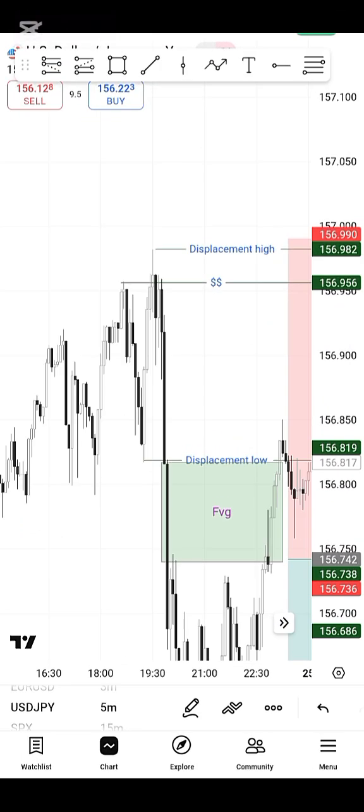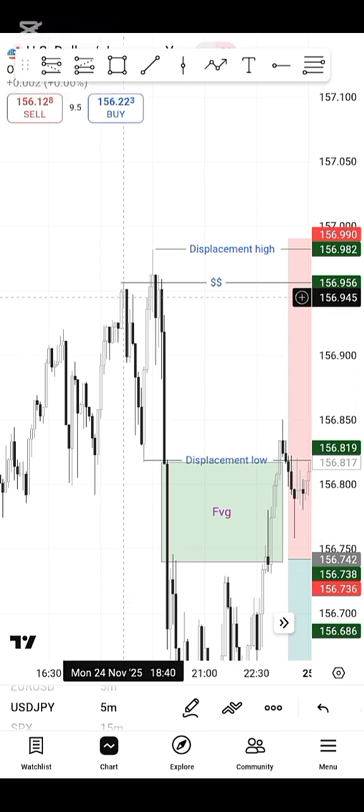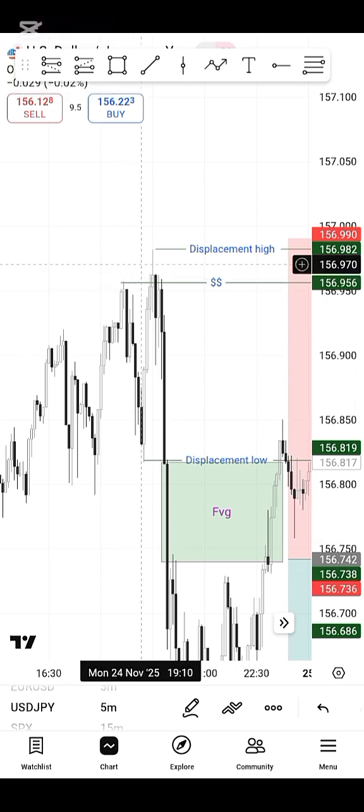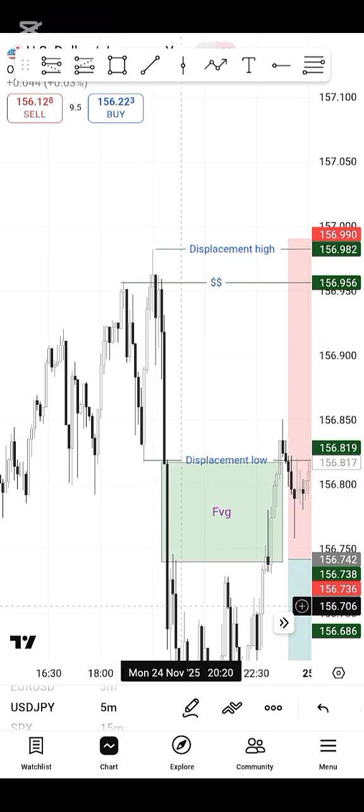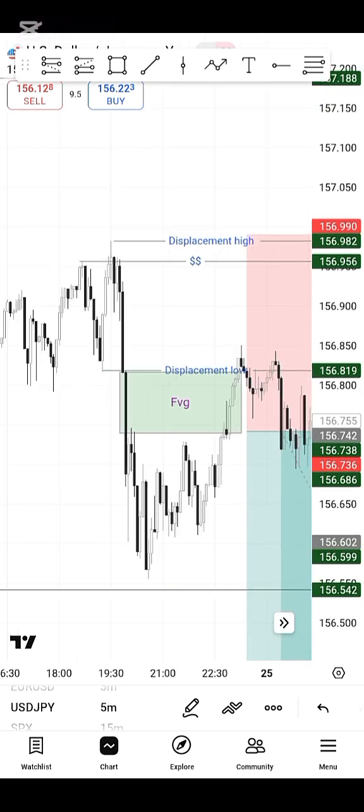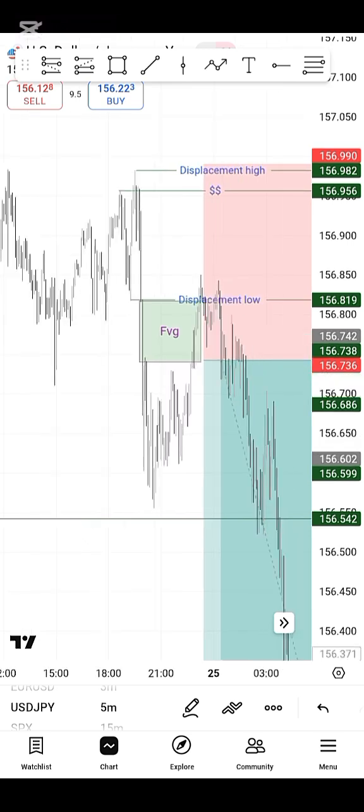But as you can see in this example, the market structure shift was very clear. There was a displacement high. The market took out this particular high, then formed the displacement high for us, then immediately took out the displacement low. And as you can see in the result, it headed straight to the downside. So this is the right market structure shift you should trade, and the other one is the wrong one you should avoid by all means.